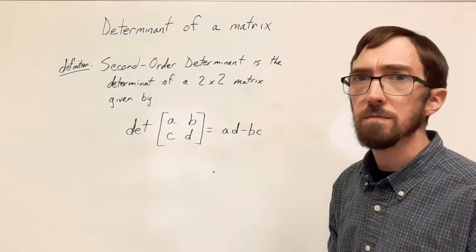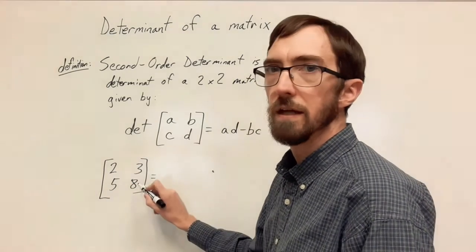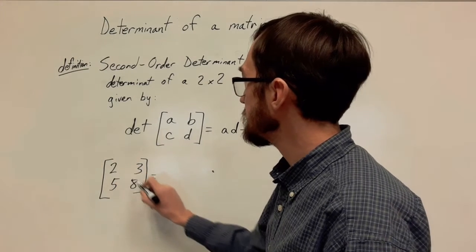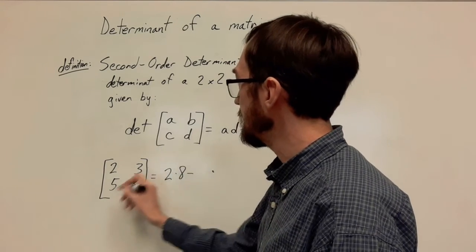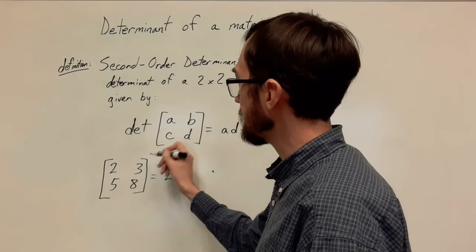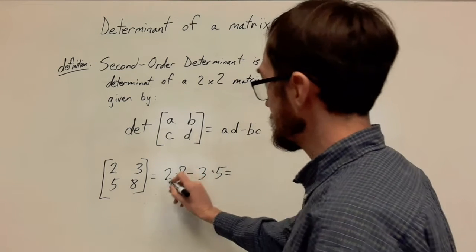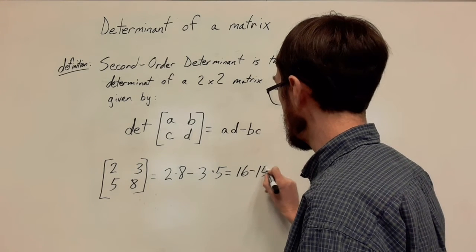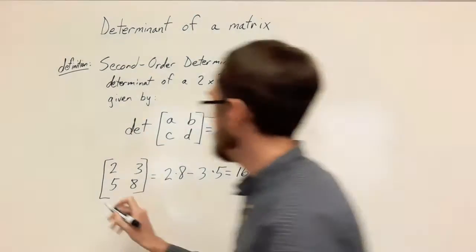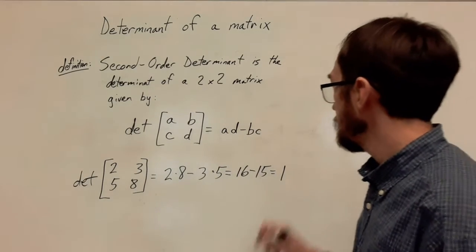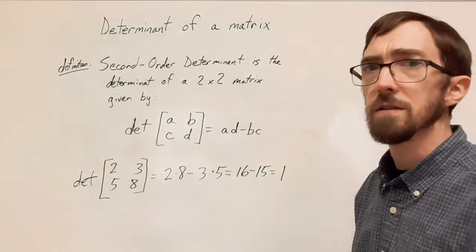Let's take a look at an example. Looking at this example matrix, we have entries 2, 3, 5, and 8. We want to multiply along this diagonal starting in the upper left-hand corner. So I have 2 times 8, and from that we are going to subtract the product of the diagonal in the opposite direction, starting in the upper right-hand corner, 3 times 5. So this is going to give us 16 minus 15, and this will be 1. So this matrix, if we take the determinant of it, will be unimodular. It has a result of 1 when we apply this definition.